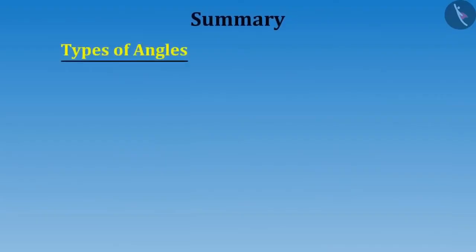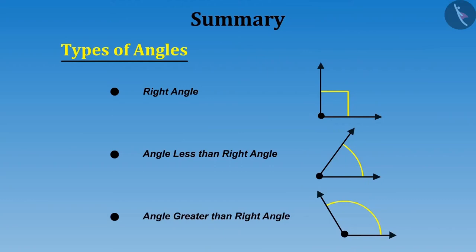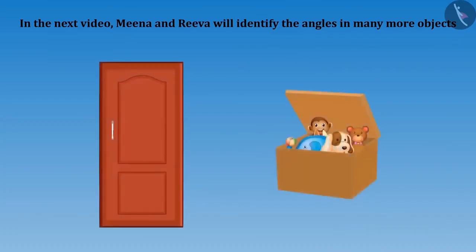Let us go home. In this video, we have learned about 3 types of angles: right angle, angle less than right angle, and angle greater than right angle. Do you want to identify more angles in other objects? Then you need to watch the next video. In the next video, Meena and Riva will identify the angles in many more objects like doors and toy boxes. So let's meet in the next video. Thank you.